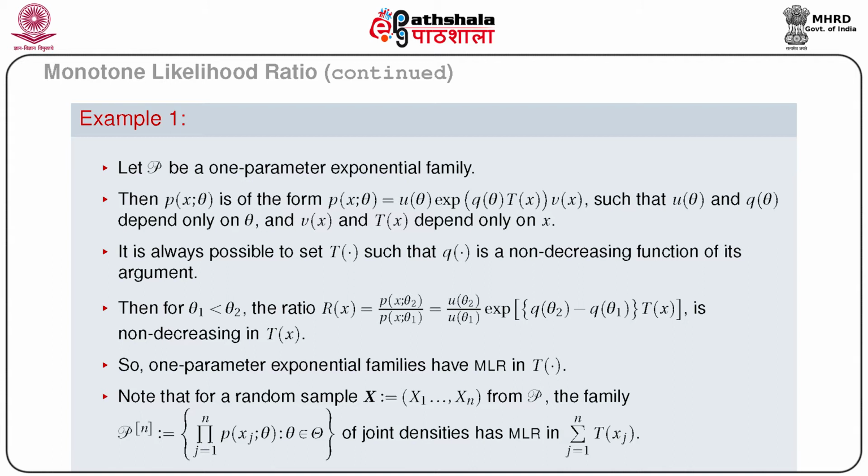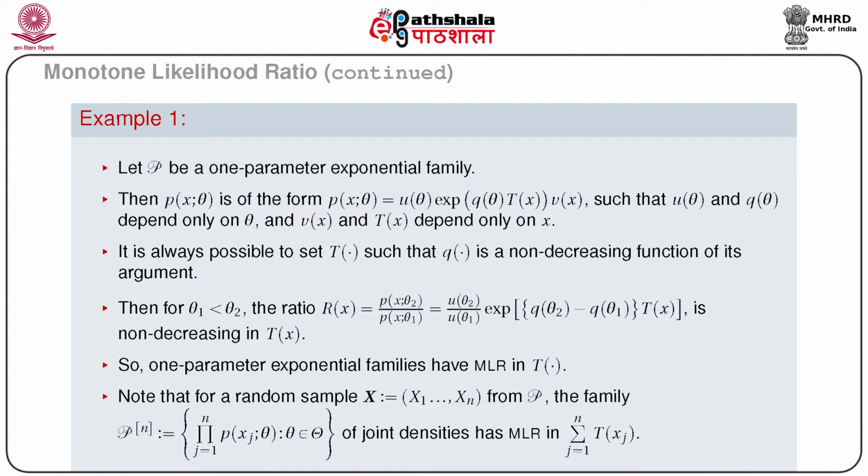If P_x(theta) belongs to the one parameter exponential family, then we can express P_x(theta) in the form P_x(theta) equals u(theta) into exponential q(theta) into T(x) into V(x), such that u(theta) and q(theta) depend only on theta, whereas V(x) is independent of theta and T(x) depends only on x. We set T(x) such that q(theta) is a strictly increasing function of theta.